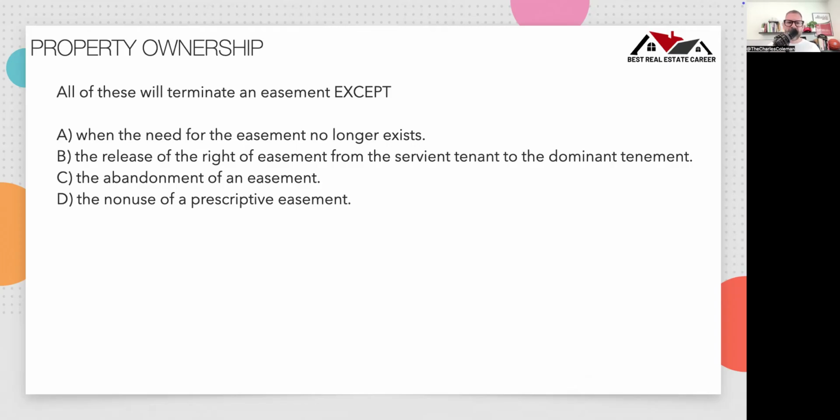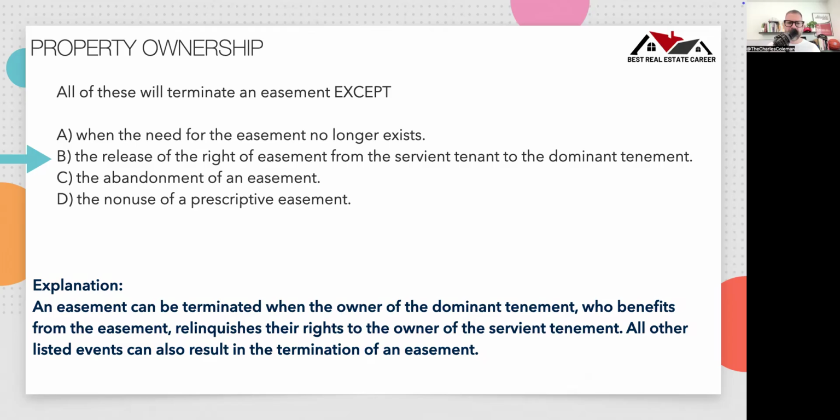All of these will terminate an easement except the release of the right of the easement from the servient tenant to the dominant tenant. An easement can be terminated when the owner of the dominant tenant who benefits from the easement relinquishes their rights to the owner of the servient tenant. All other listed events can also result in the termination of an easement.